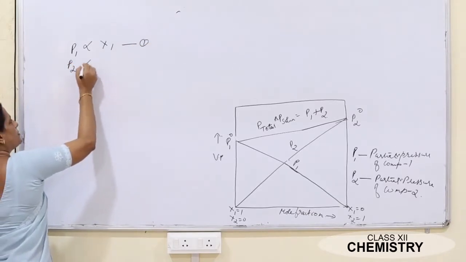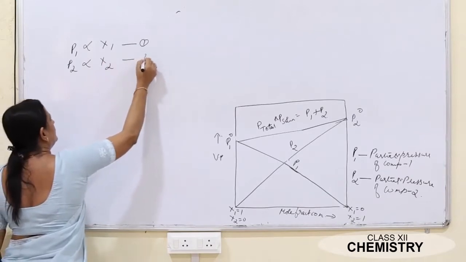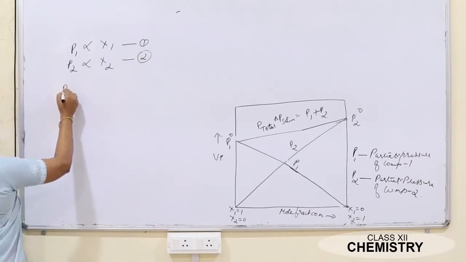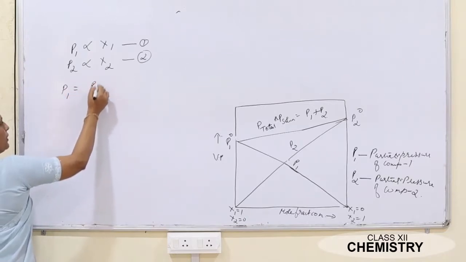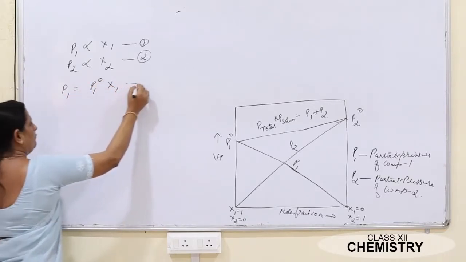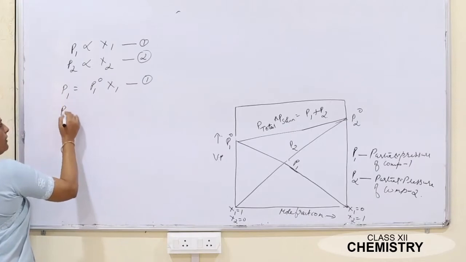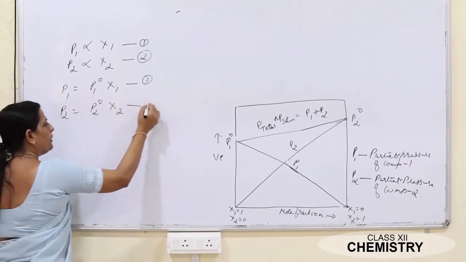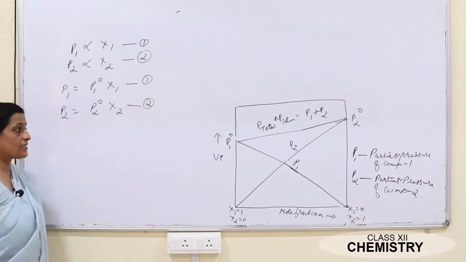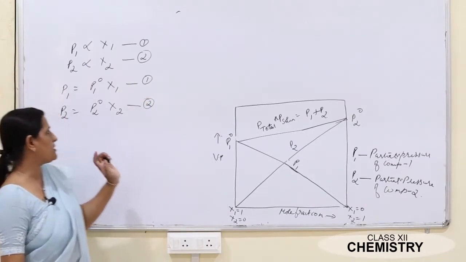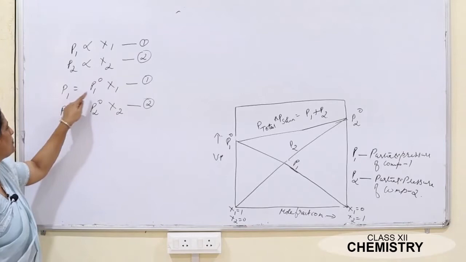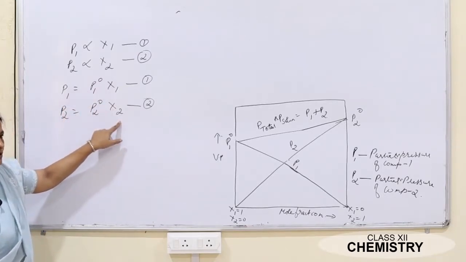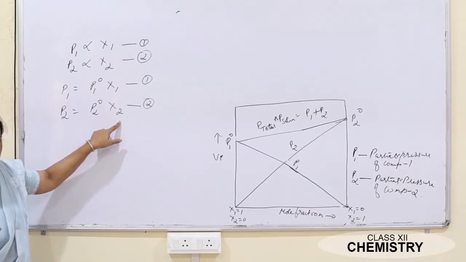Now, in order to remove this proportionality sign, I am going to multiply it by the pure vapor pressure. Why am I multiplying it with the pure vapor pressure? Because the pure vapor pressure of a pure component always remains constant at a particular temperature. So you'll get P1 is equal to P1 naught x1, P2 is equal to P2 naught x2. So, understood the definition of Raoult's law?